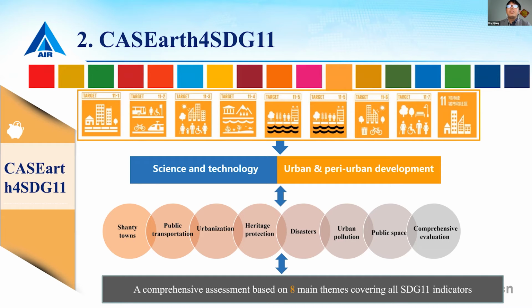And the fourth is heritage protection. Then the disaster losses, which relate to population and economics, and the urban pollution, which comes from the ground, such as the industrial, and also the air pollution, such as PM 2.5 or PM 10, and the public space in urban areas. And also we make some comprehensive assessment of this SDG 11.